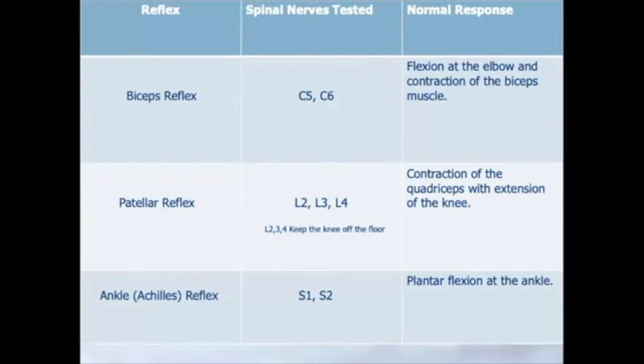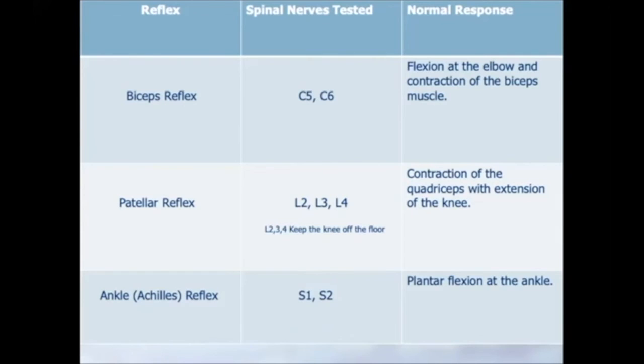All right, so this is a reflex test table. Now you need to know these 2 columns, backward and forward. I'm not going to ask anything about the normal response. This is just here to help you understand a little bit later. But on the exam, I could ask you what nerves are tested with the biceps reflex. So you'll need to know C5, C6. Or I could say, what is the name of the test for C5, C6? You'll need to know biceps reflex.